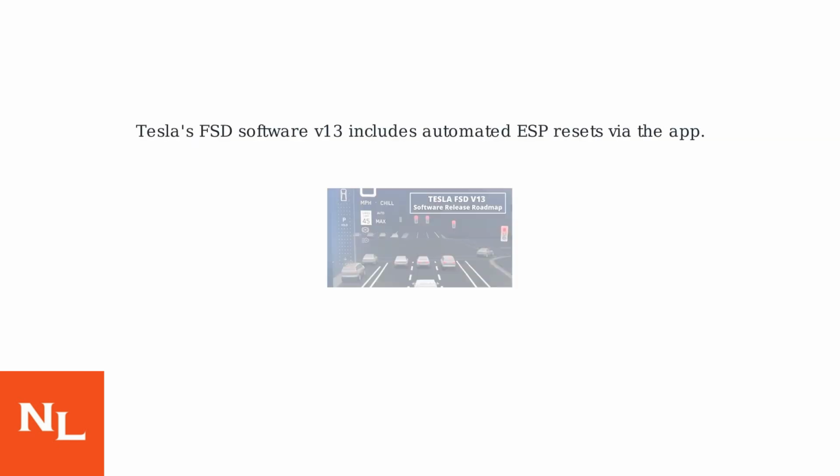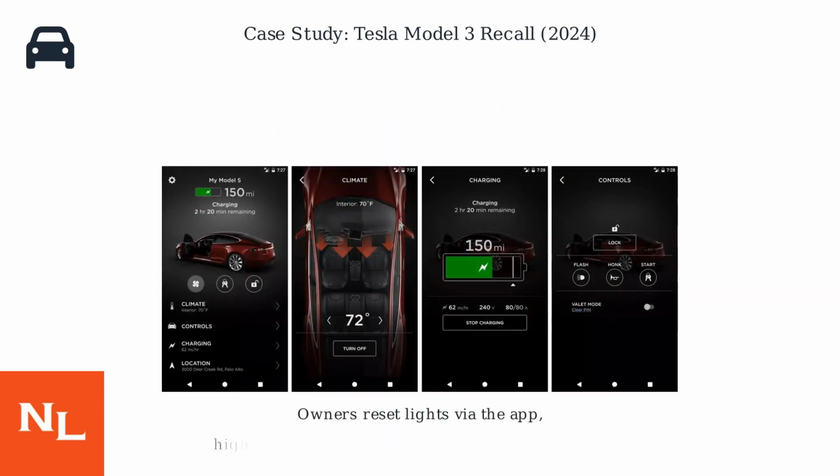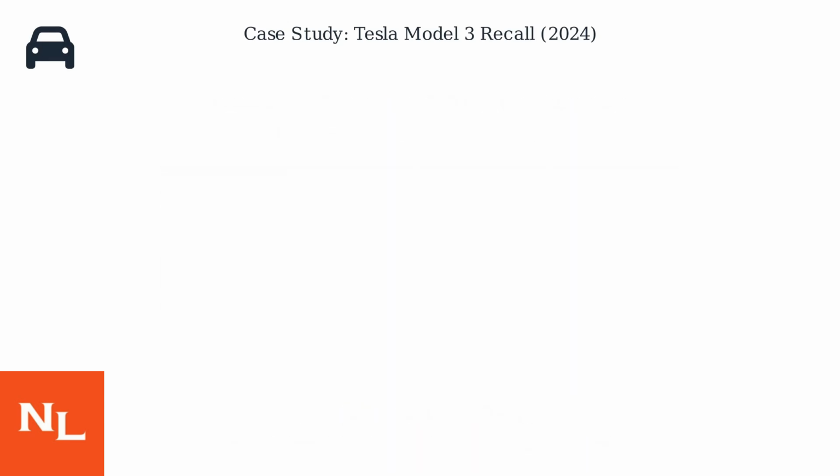Tesla's full self-driving software version 13, released in late 2025, includes automated ESP resets directly through the vehicle's app, making it even easier for owners. In mid-2025, Tesla recalled 500,000 Model 3 vehicles for ESP false alarms caused by software glitches.